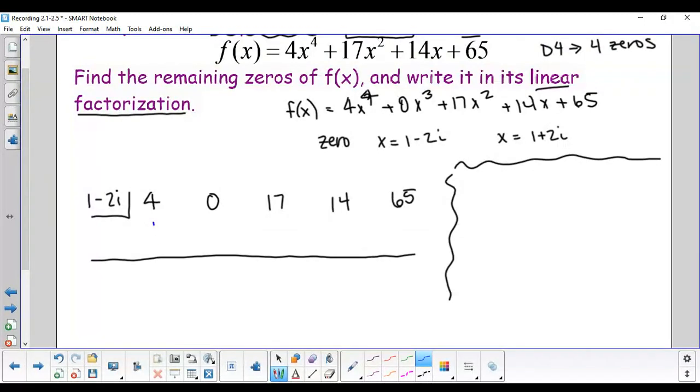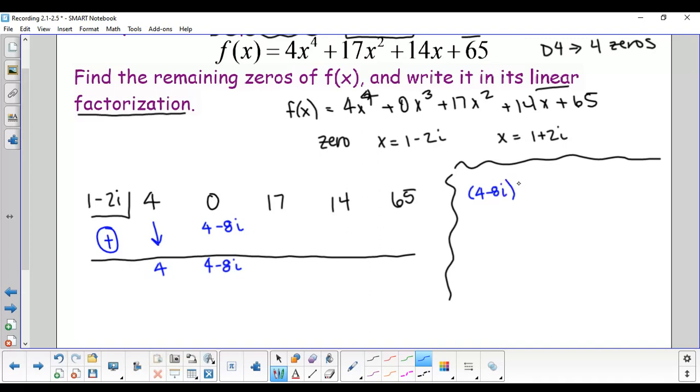All right, so starting with our synthetic division, I'm going to drop the 4 down, and then I'm going to multiply 4 times 1 minus 2i. That means I'm going to have 4 times 1, which is 4, and 4 times negative 2i, which is negative 8i. We learned that when we are combining complex numbers, we add the real parts and we add the imaginary parts. In this case, it just becomes 4 minus 8i. Next, I'm going to take that times what's on the shelf. This is where that scratch work is going to come into place.